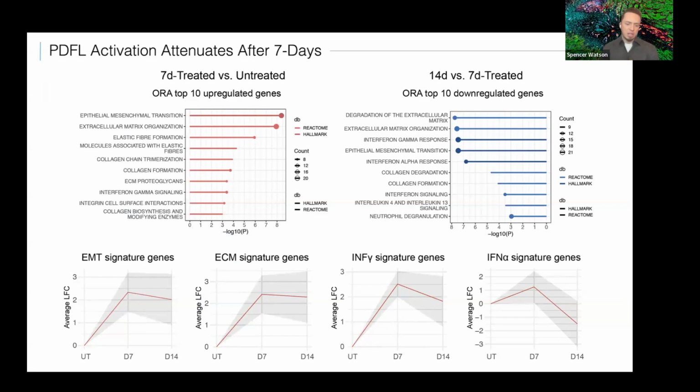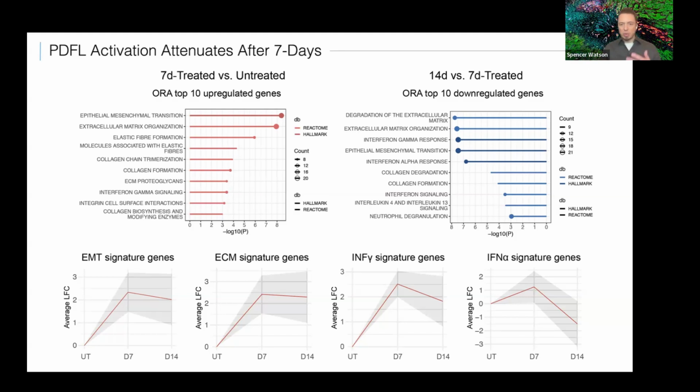So looking at the single cell data and some GSEA analysis, we're able to see some genes that fit this idea of type A pericytes. So we have big upregulation at 7 days of EMT genes, extracellular matrix organization, interferon gamma response. But what was interesting is that when we looked at a later time point, when we compared 14 days post-treatment to 7 days, we could see that a lot of these same gene signatures are now down-regulated in this comparison.